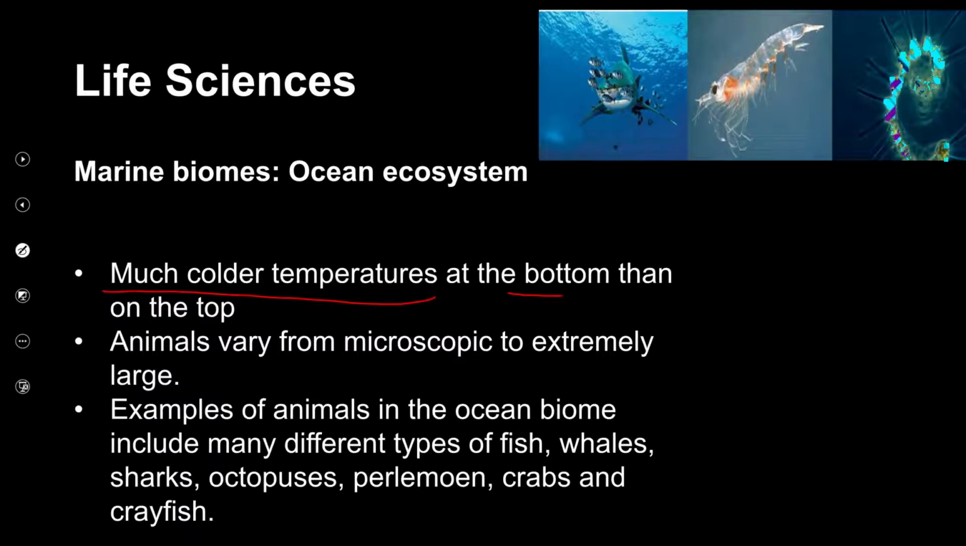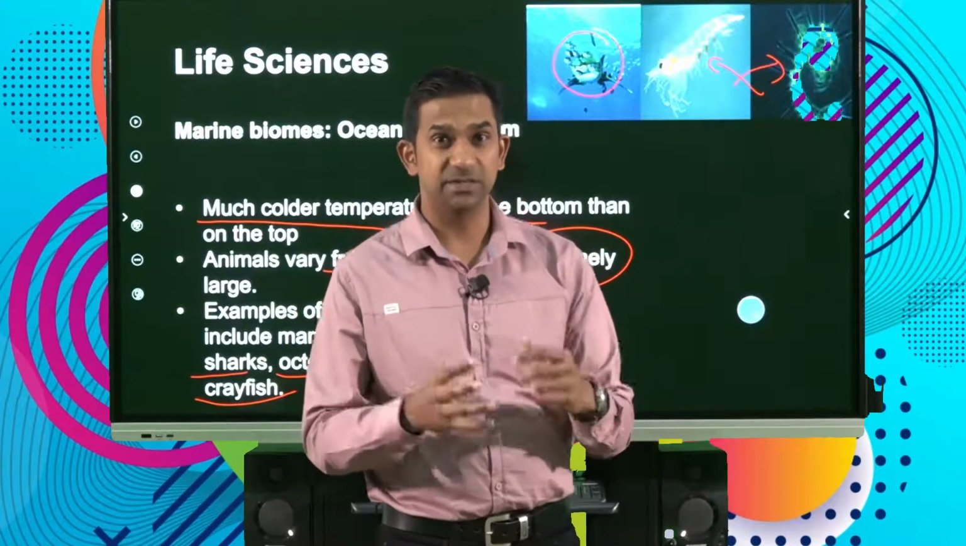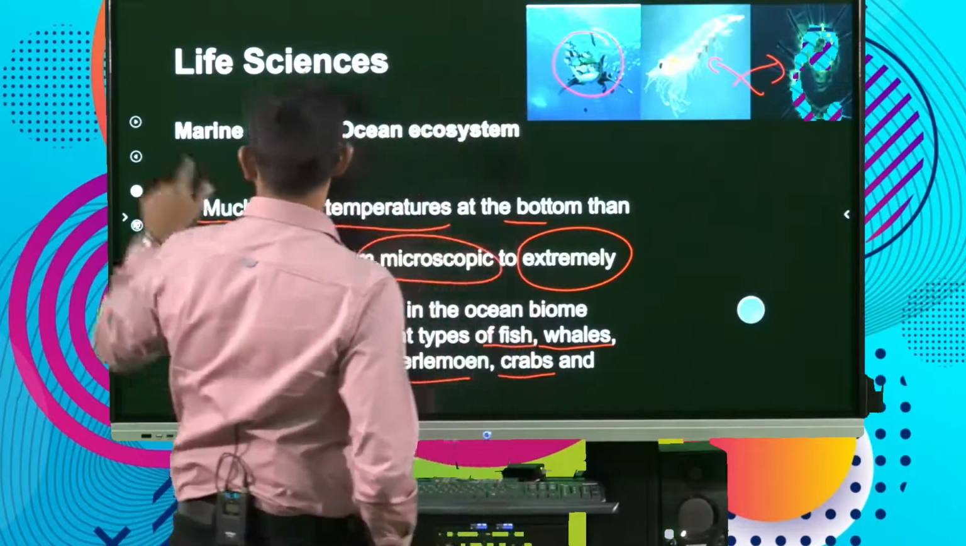Okay, so animals vary from being microscopic, and here you can see your zooplankton and your phytoplankton, to extremely large, and you can see you've got your large fishes and shark and whale. Examples of animals in these oceans may include the different types of fish, whales, sharks, octopuses, perlemoen, crabs, and your crayfish. So when we talk about the diversity of life forms in the ocean, the best place to look at the diversity would be in your deep ocean ecosystems.